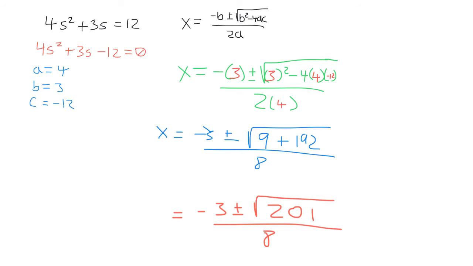So the question is, could this be simplified? Does 201 have any perfect square factors? And if so, then we could simplify it. Well, it turns out that it does not. 201 has the factors of 1 times 201, obviously gives us 201. And also 3 times 67 gives us 201. In neither case are there any perfect square factors, so we are stuck with that.